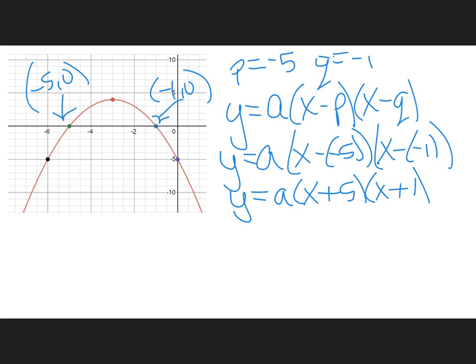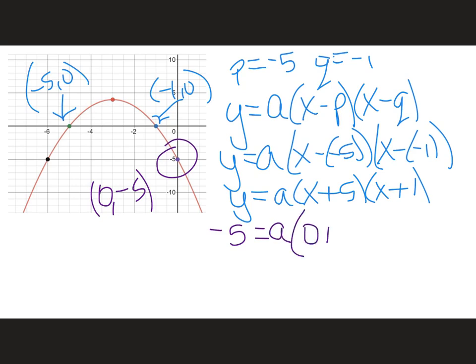Now we have the same issue that we still need a. And so I'm going to look for any other point besides the intercepts. We don't want to reuse points, so that I can substitute those in for x and y. So I'm going to use my y-intercept again, which is very clearly at 0, negative 5. So for y, I'm going to put negative 5. Don't know a. For x, I'll put 0, so that's 0 plus 5, and 0 plus 1. It goes in for every x. And then I will simplify.